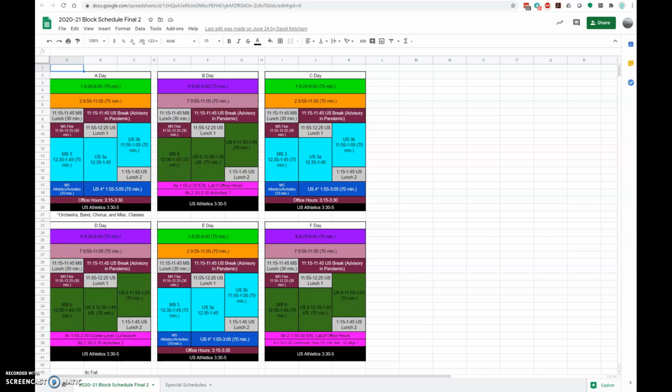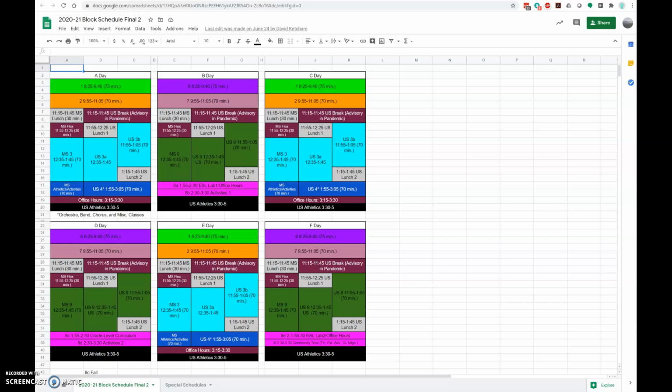Fourth period is where we'll be scheduling the orchestra, band, chorus, and a couple other classes. Then on a B day, this would be the next day in the rotation, we go to the 6th, 7th, 9th period, and this period 8 are all those activities, ESL, extended advisory, grade level meetings, health, and stuff like that. And then into athletics.